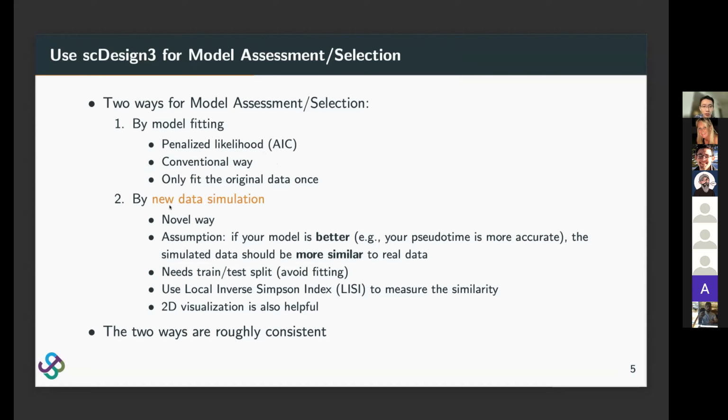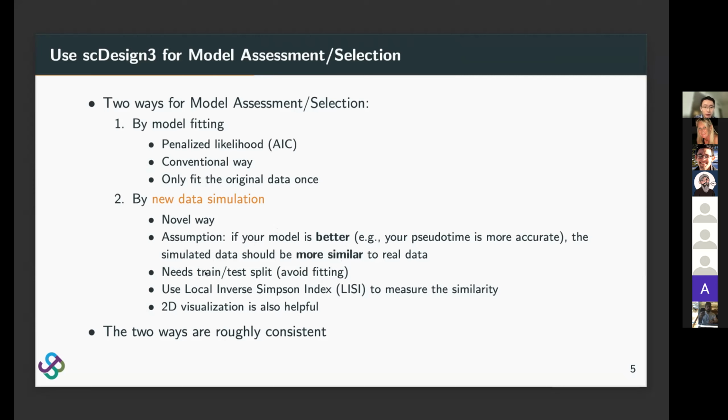So here we approach the second way. The second way is quite a novel way, and it is model selection based on new data simulation. Here we have the assumption: if your model is better, for example, if your pseudotime is more accurate, then the simulated data should be more similar to the real data. In other words, a better generative model can generate more realistic data.